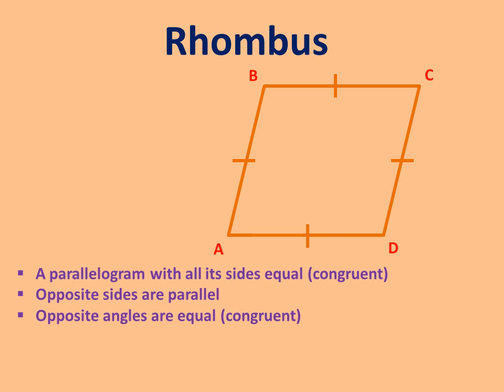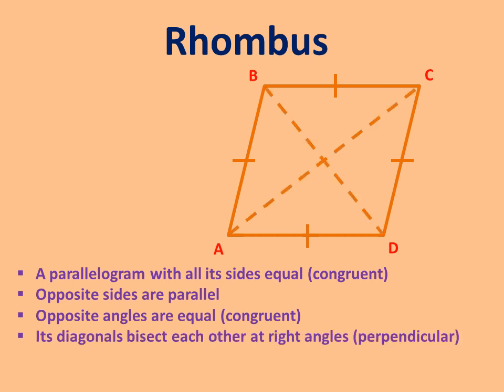Opposite angles are also congruent. Angle A is equal to angle C, angle B is equal to angle D. Angles can be named either by the name of the vertex or by using three letters. Example, angle A can be named as angle A, or angle BAD, or angle DAB. So the name of the vertex is always in the middle.